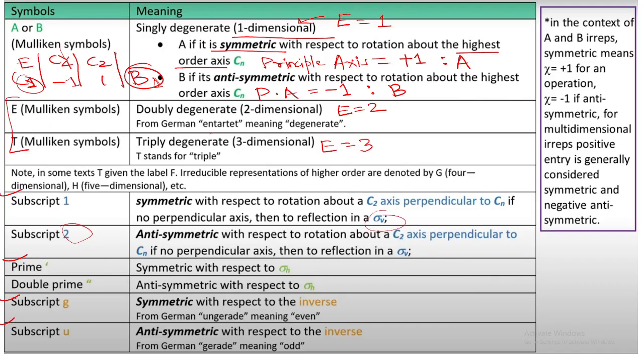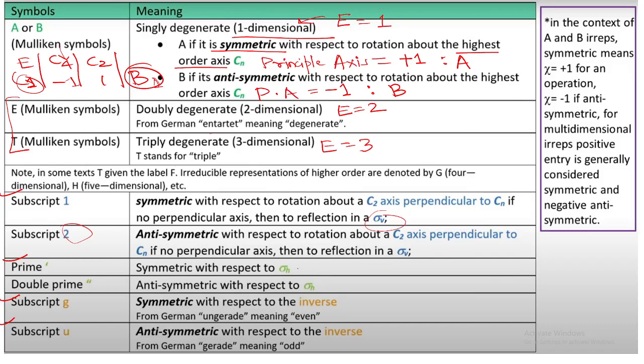If C2 is there, then look to C2 first. If C2 is not there, then look for sigma v. Then check whether it is symmetric with respect to C2 or sigma v or not. If it is symmetric, put the subscript 1. If it is anti-symmetric, put the subscript 2. Don't put -1 there, put the subscript 2.